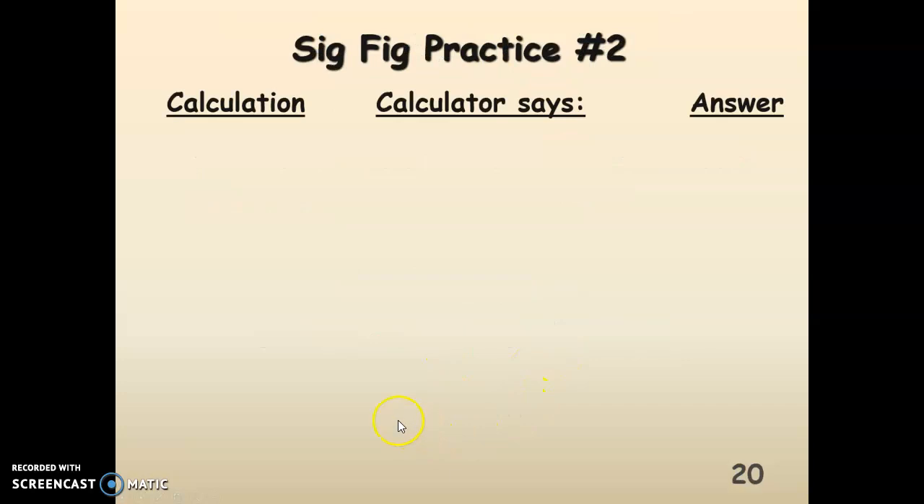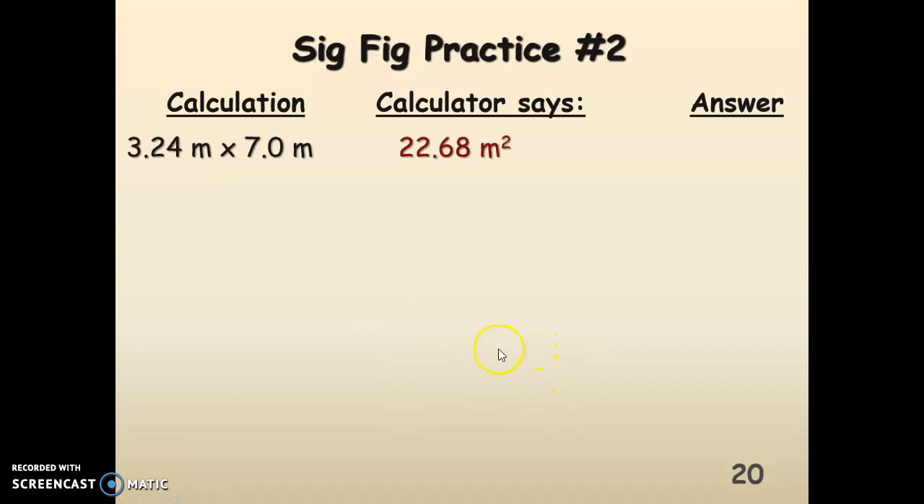Alright, so let's do some practice here. I would recommend that you maybe pause these or maybe even plug them into your calculator and give them a try yourself. So here's 3.24 times 7. Calculator says 22.68. The answer you should give: three significant figures here, one here, so the answer is going to be limited to 2 significant figures. So we're going to round the second significant figure. Check the next digit there, and it's a 6, so that's going to tell us to round that 2 up to a 3. The answer is 23 meters squared.